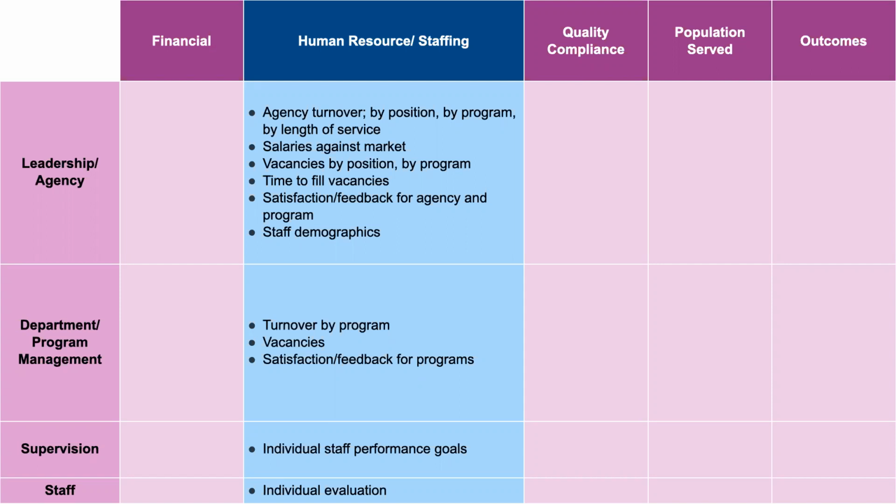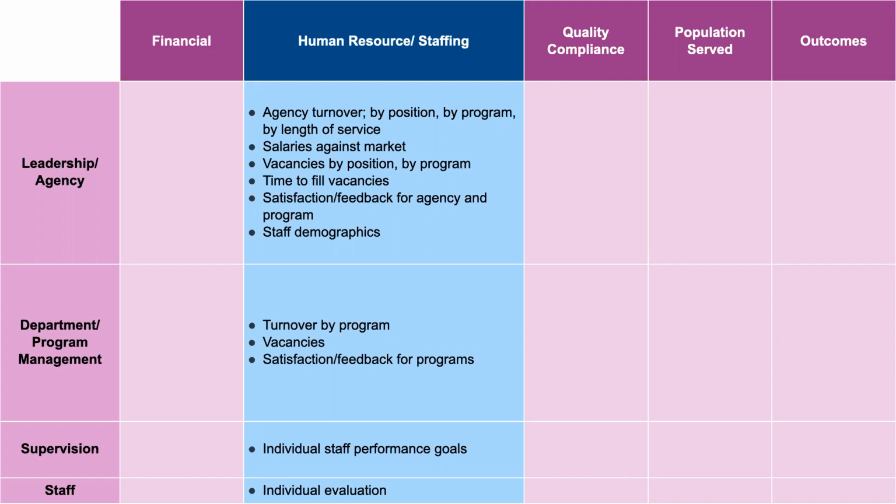But that overall agency information isn't going to be useful unless it's broken down by department, by program. So individual managers can look at their own programs in terms of turnover against satisfaction and vacancies to make sure that they're managing the program using data that's accurate about their own staff, and the vacancies and the satisfaction of staff within their programs.